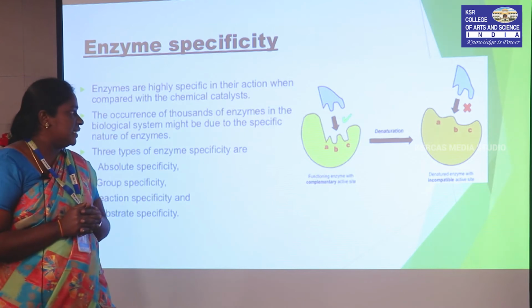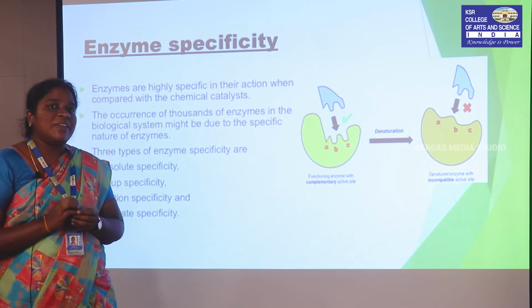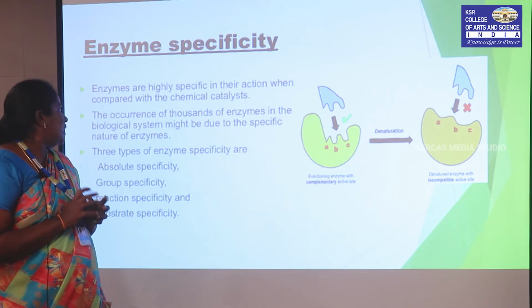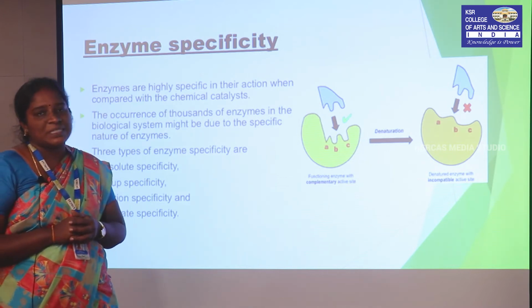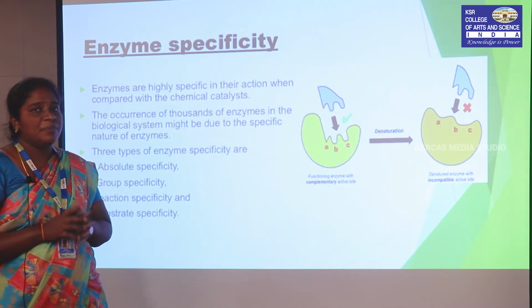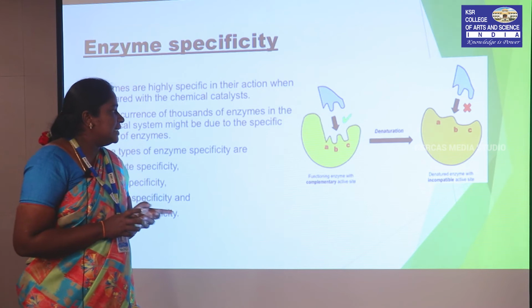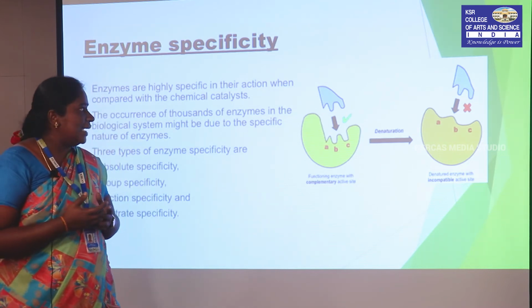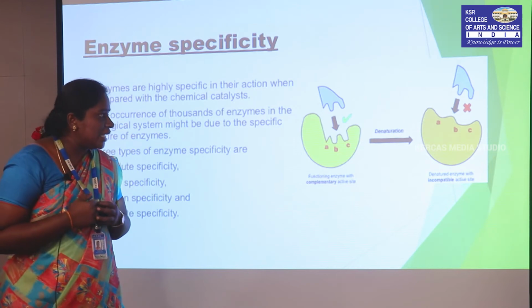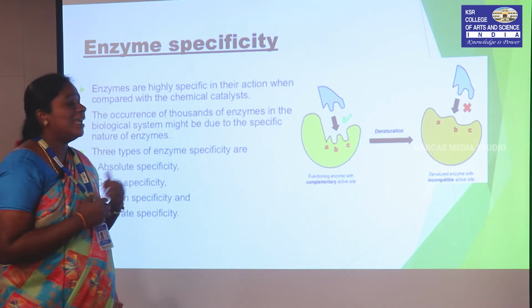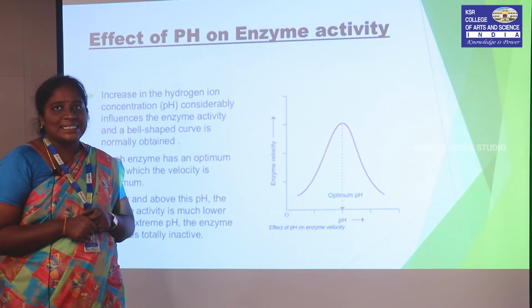Next, enzyme specificity. Enzymes are highly specific in their actions when compared with chemical catalysts. There are four types of enzyme specificity: first, absolute specificity; second, group specificity; third, reaction specificity; and finally, substrate specificity. The enzyme is complementary to the active site, and after denaturation, incomplete active site formation results in loss of specificity.